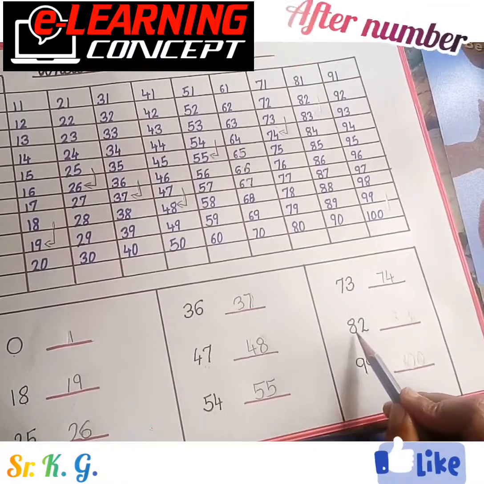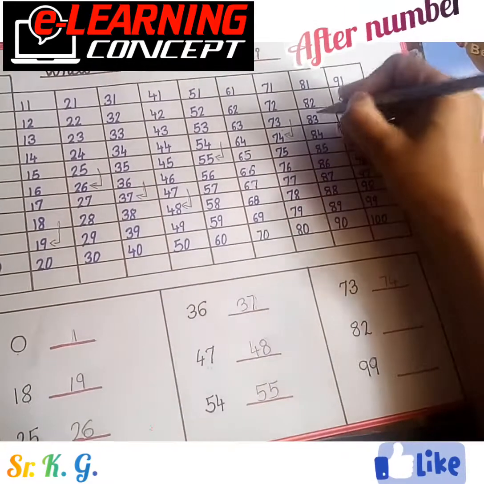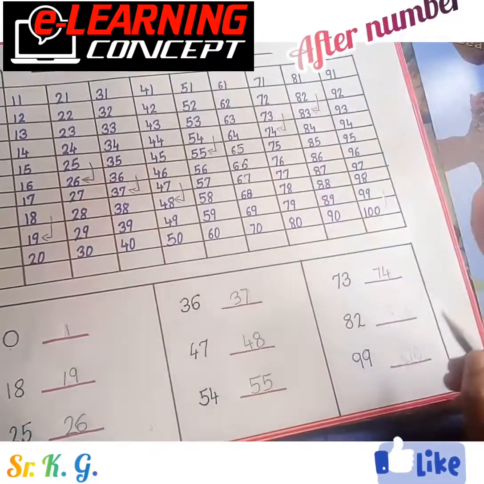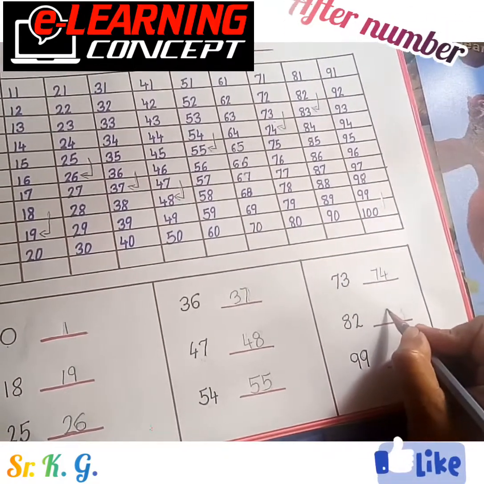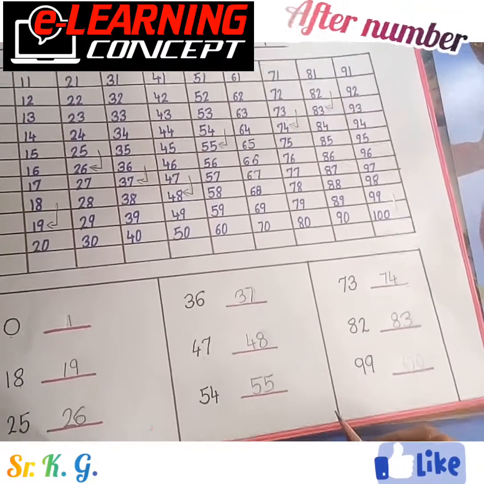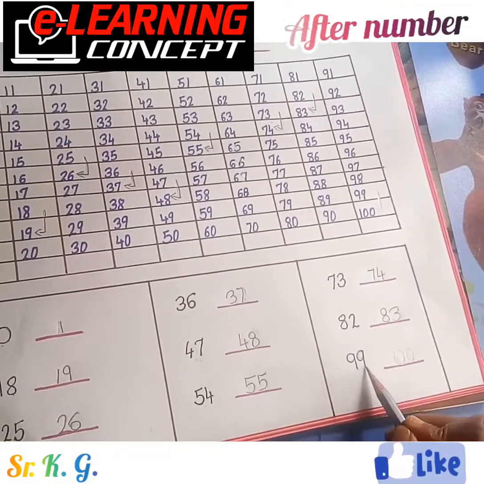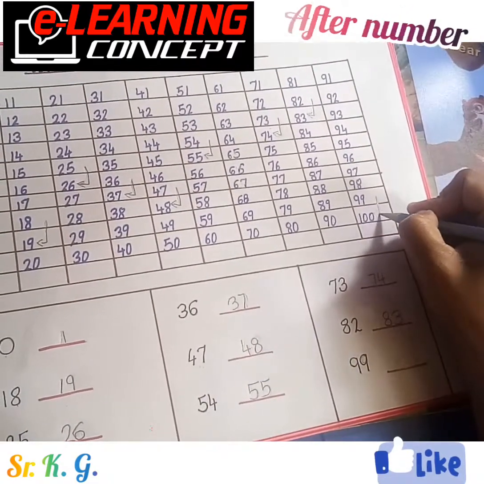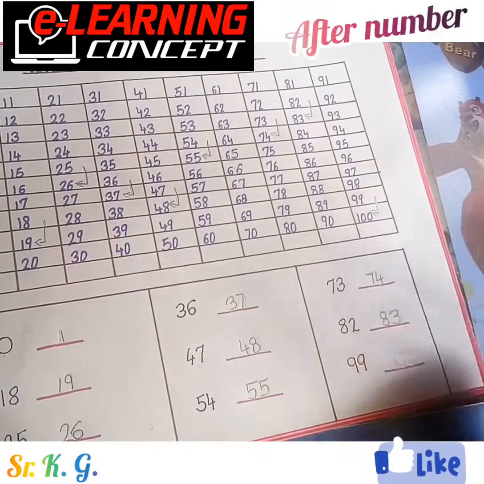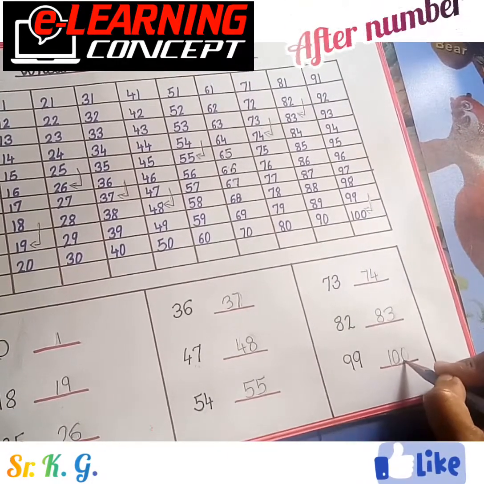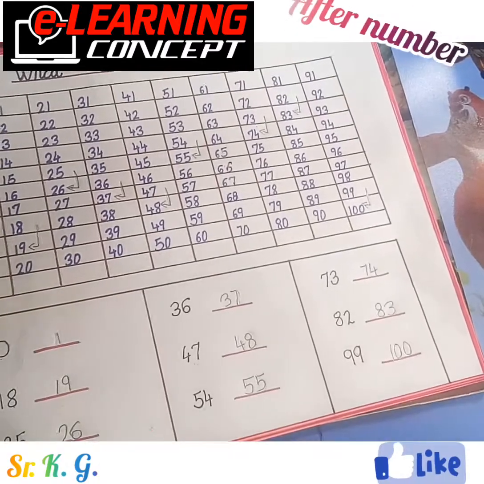Now 82. 82's next number is 83. So we will write here 83. Then the last one is 99. 99's next number is 100. So we will write here number 100.